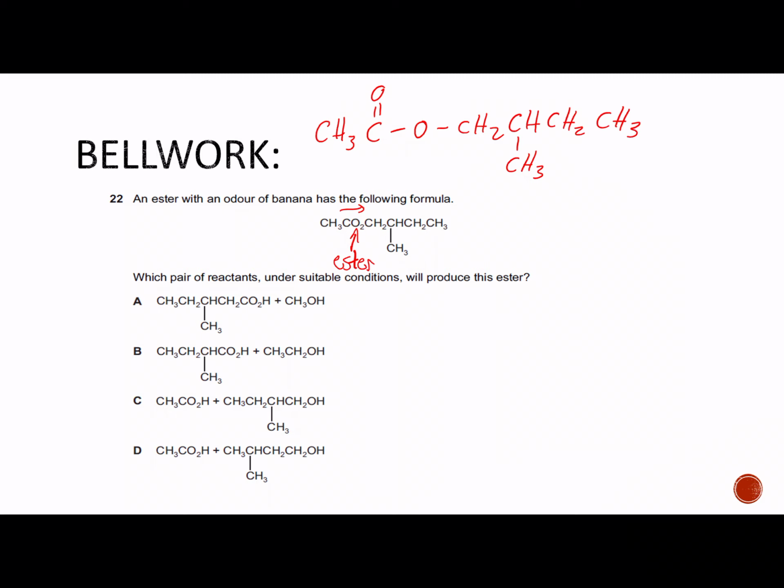And so what do we have to do? If we want to find out how to make this ester, we have to think back to where we break this bond. And we learned even when we named it, where did we break the bond? And the bond breaks in between the carbon with the two oxygens.